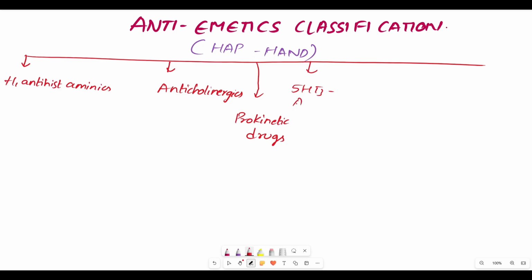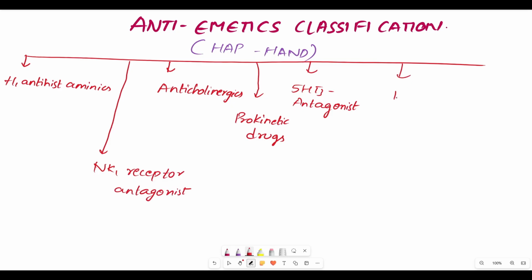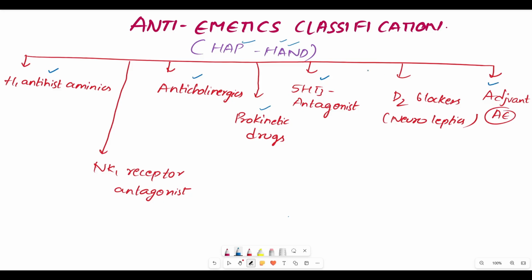H means it is 5-HT3 antagonist, then N means it is NK1 receptor antagonist, D means it is D2 blockers, which are also called the neuroleptics. A means it is adjuvant antiemetics. Now let's try to see the tricks under each class.